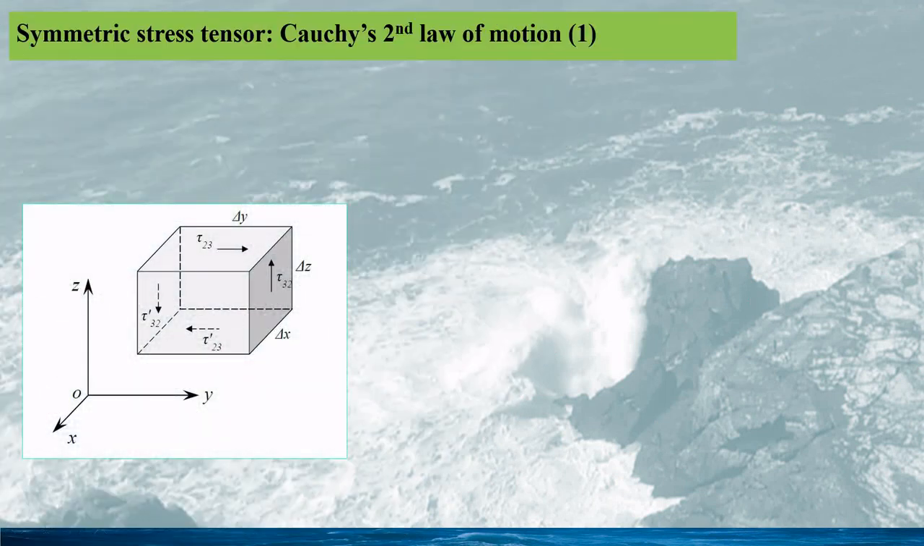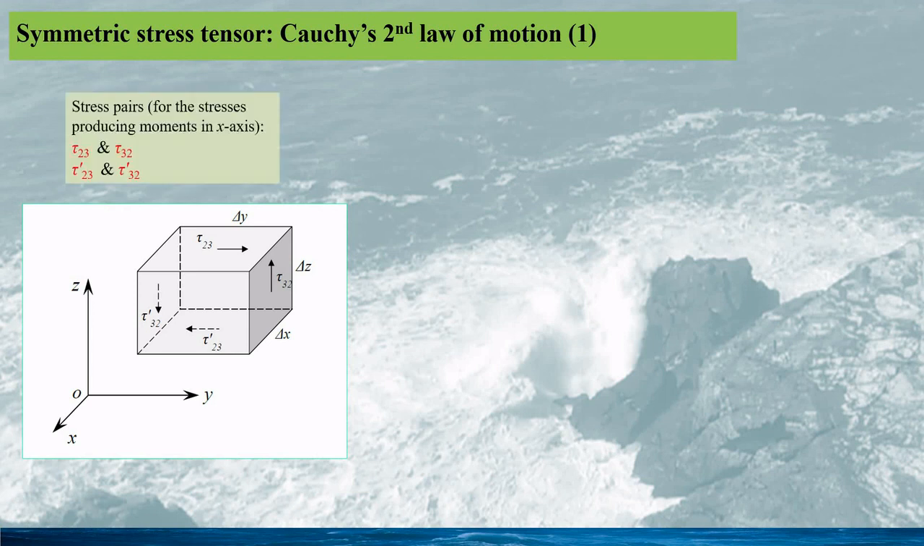In the next two slides, I will show you how the Cauchy symmetrical stress tensor has been derived. It must be noted this is basically for solids, not necessarily for fluids. Consider a small element as shown in the figure, and the stress tensor pairs which could produce the moment in the x direction are shown in the figure. The stress pairs are tau 23 and tau 32, and tau prime 23 and tau prime 32.